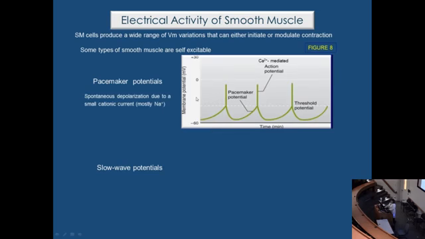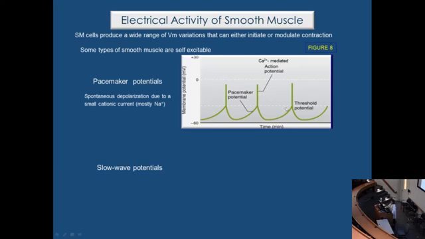In the case of the pacemaker potentials, this will occur as represented in this cartoon. Usually the resting membrane potential in smooth muscle cells is higher than in striated muscle. Usually it's between -70 and -50 millivolts. So by the activity of some small cationic current, you see that the membrane potential depolarizes and reaches the threshold and then triggers an action potential. Then the cell repolarizes, but because of the activity of this current, it will again raise the membrane potential until we trigger another action potential.